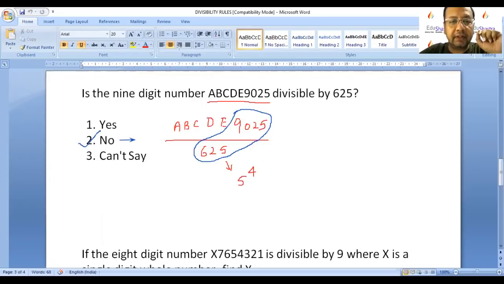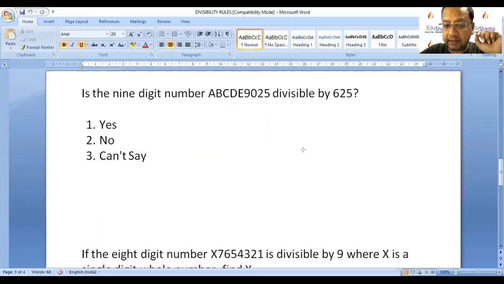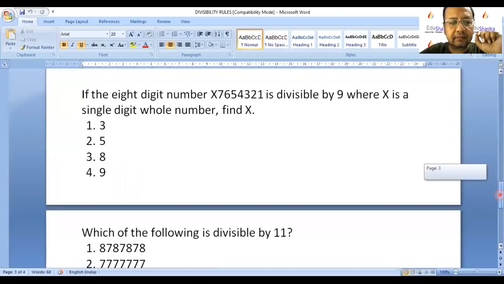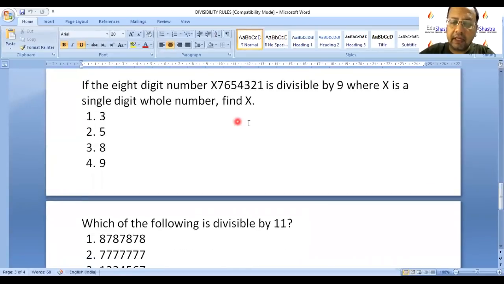Now moving further, checking for the next question. If the 8-digit number x76554321 is divisible by 9, where x is a single digit whole number, then find x. So we have to find the value of x. When this 8-digit number is divided by 9, I need to find the value of x.